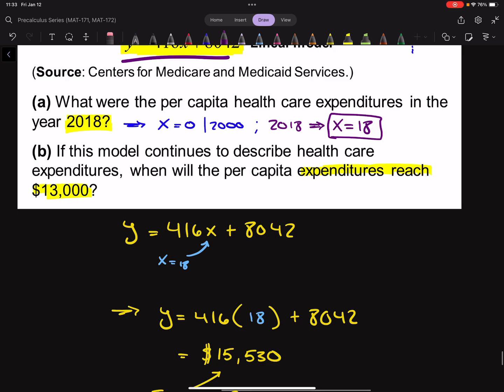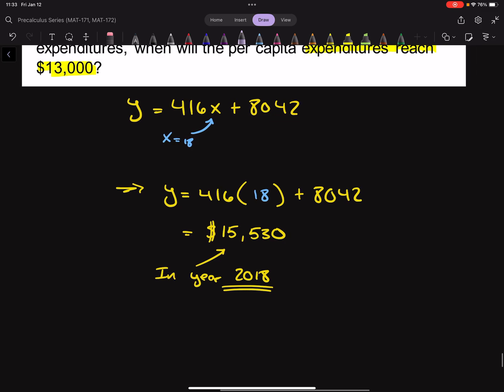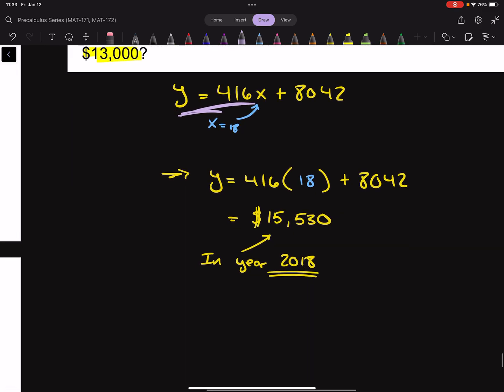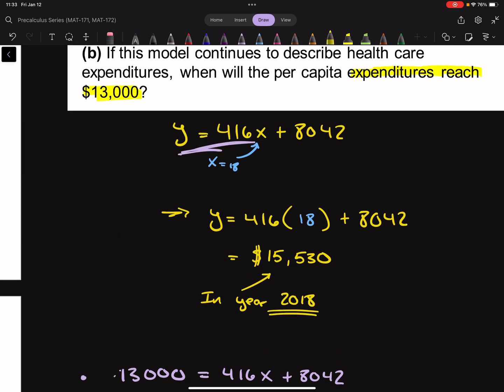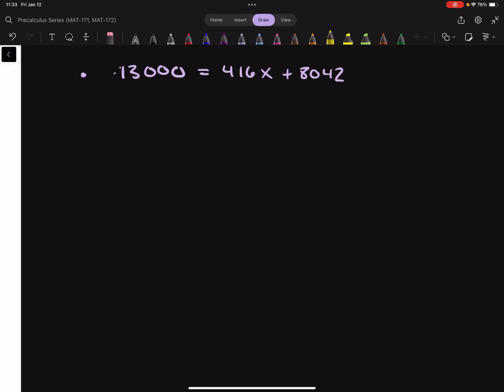So notice before we substituted in for the X, and X is representative of an independent variable. We're substituting in for Y because Y is a dependent variable. So we're going to take the same model, and the only difference is I'm going to replace Y with 13,000 and set that equal to the right-hand side of the model as we were given. And I probably should just put a little point up here to let you know that's the first part and this is the second part. All right, so we have the 13,000 there.